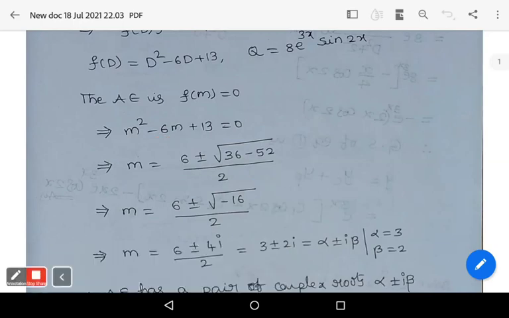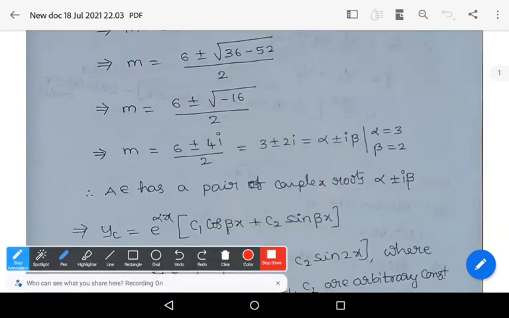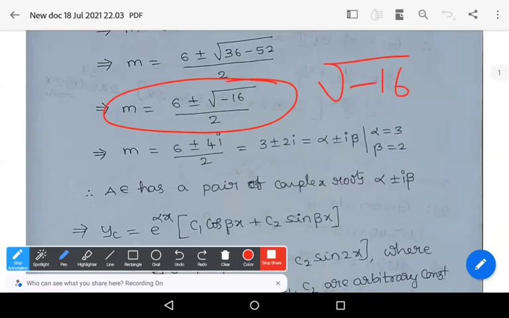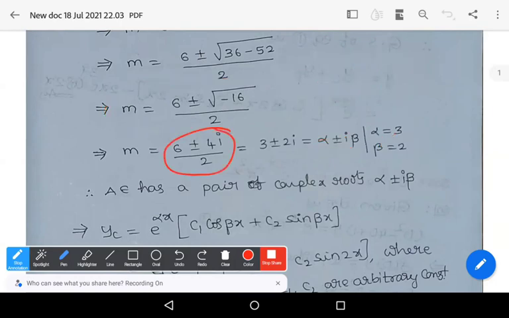Again, after simplification, m is equals to 6 plus or minus square root of minus 16 by 2. Square root of minus 16 is nothing but plus or minus 4i. So 6 plus or minus 4i by 2, divide with 2, you get 3 plus or minus 2i. That's it. Comparing with alpha plus or minus i beta, alpha is equals to 3 and beta is equals to 2.